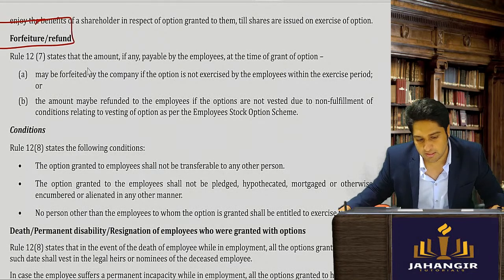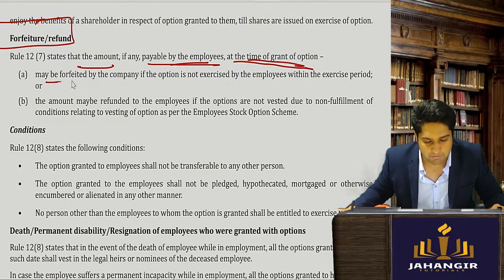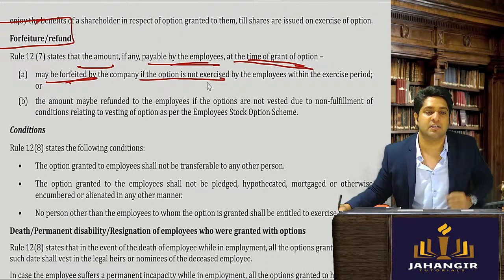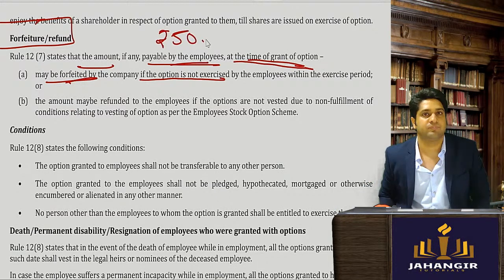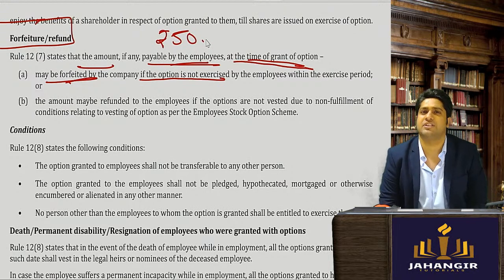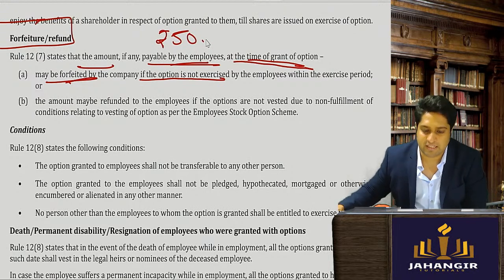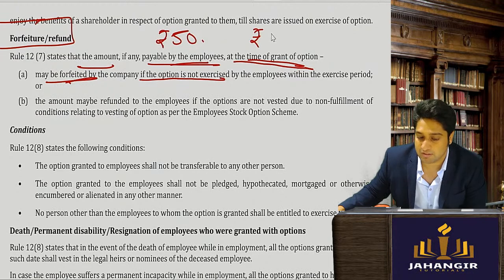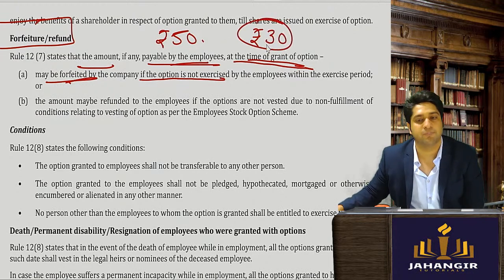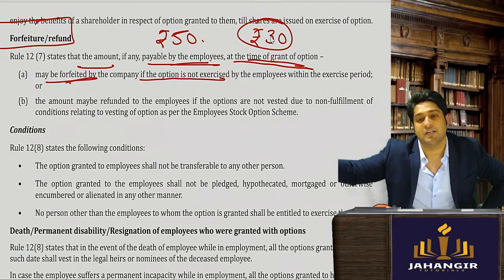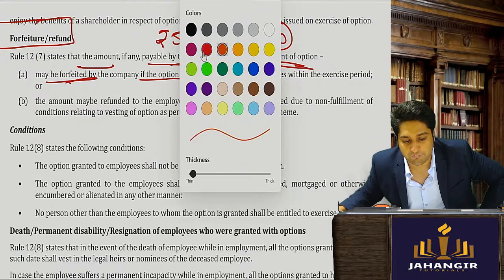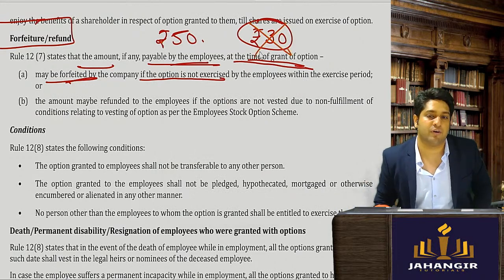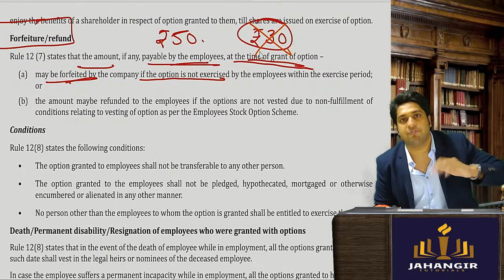Forfeiture or refund. The amount, if any, payable by the employees at the grant of the option may be forfeited if the option is not exercised. So normally if the share is worth 50 rupees, we can take some amount from the employee, say 30 rupees, that you pay. After 5 years, if you have completed it, then we will grant it to you. But if he leaves in between, then this amount will be forfeited. So shares are not given free of cost.